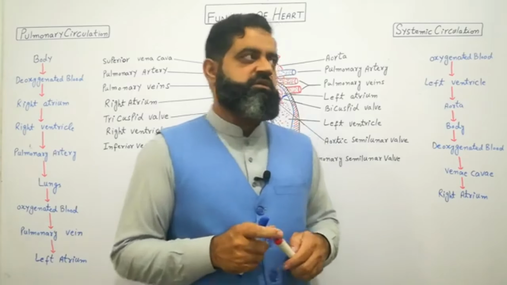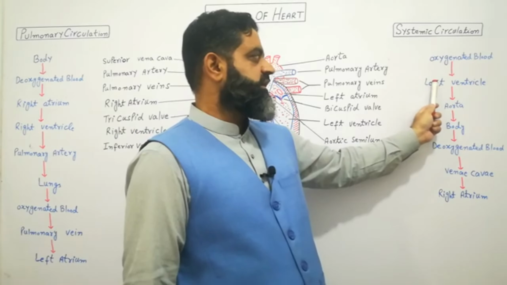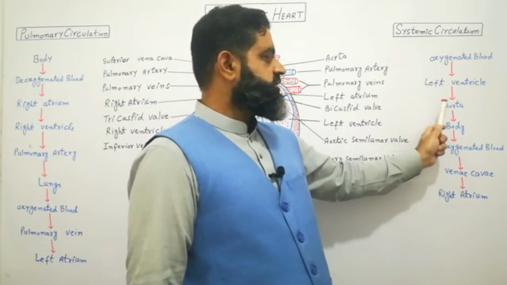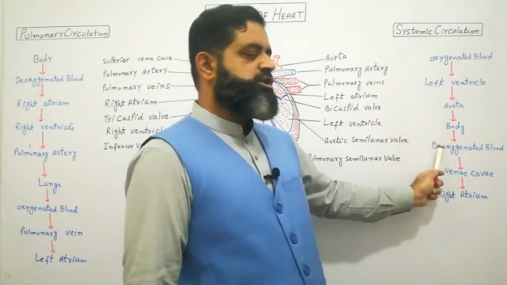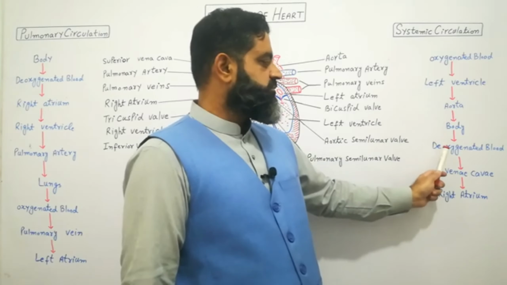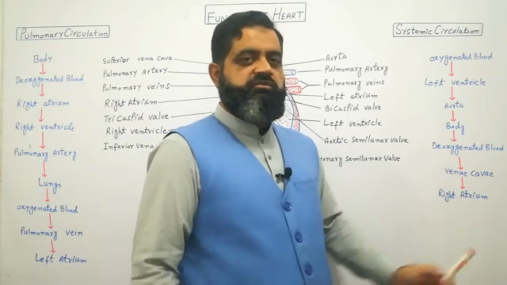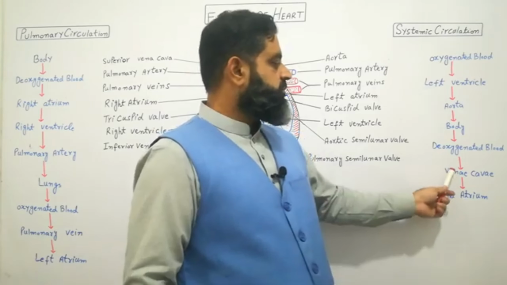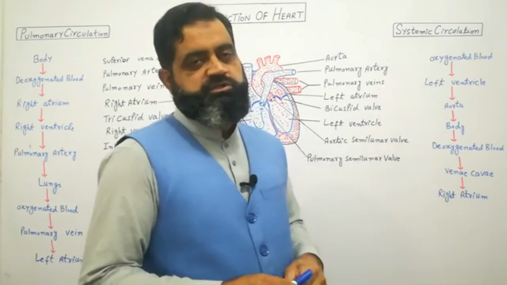So let us summarize it. Systemic circulation: oxygenated blood from the left ventricle goes into the aorta. The aorta takes this blood to the body. In the body, oxygenated blood turns into deoxygenated blood. Deoxygenated blood through the venae cavae, the inferior vena cava plus superior vena cava are called venae cavae, is brought into the right atrium of the heart. This circulation is called systemic circulation.